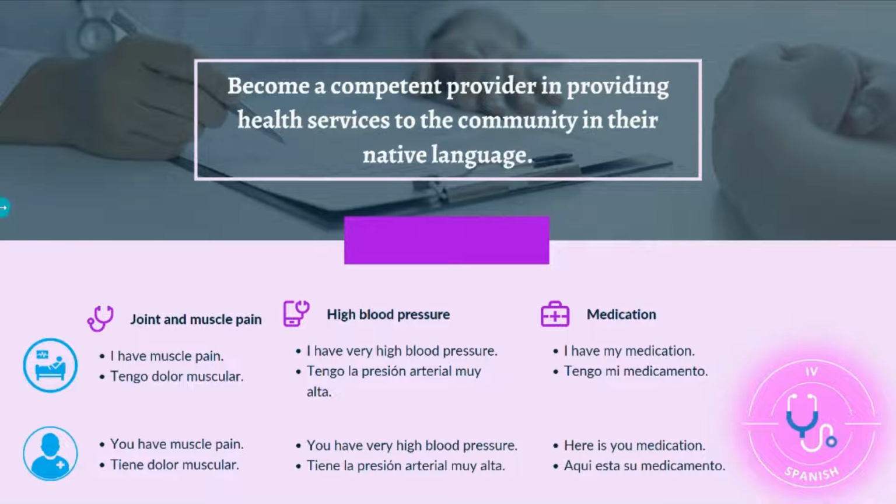Hope that's helpful. Now, here are some other phrases that you can use. I don't have the pronunciation on this slide because I feel like you can pronounce it quite well by this point. If you cannot, just go back and review the other videos. We're going to talk about joint and muscle pain, high blood pressure, medication, and we're going to be talking from the perspective of the patient and also from the perspective of the provider. So let's take a look at the first one. I have muscle pain. Tengo dolor muscular.